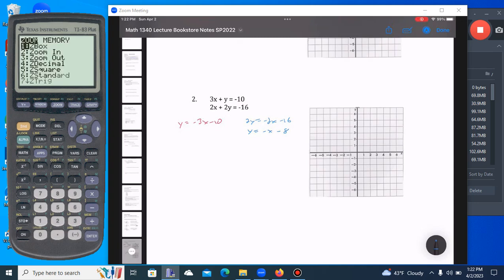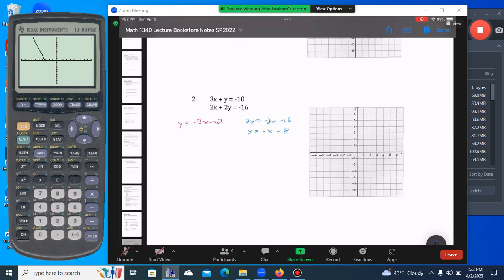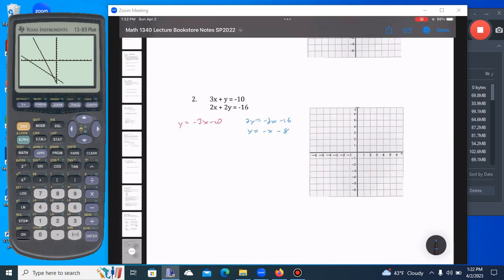And we can do zoom standard. Should fall right in the right line. And so we get one coming down. Both of them have a negative slope and they're both coming down. They seem to cross at maybe -1, -7. So it's a little bit harder to tell on here.